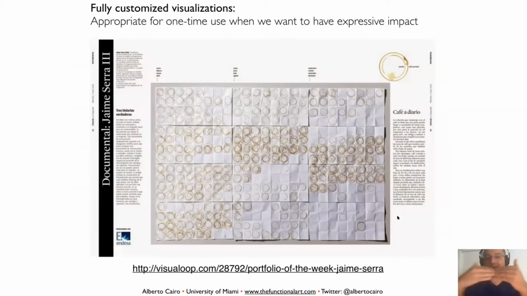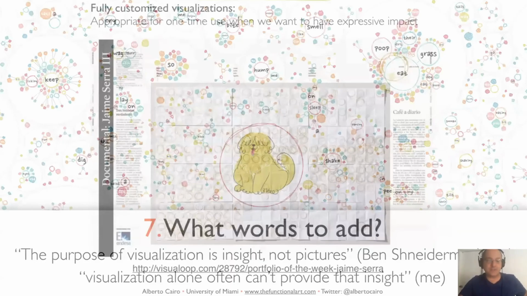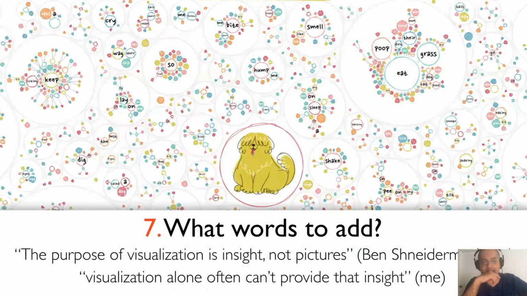So neither of these styles, the more expressive, more experimental style, and the more analytical, toned down, stripped down style, is necessarily right or wrong. They may be better or worse depending on the situation and also depending on the purpose of the visualization that you are designing. And the last question, what words should we add?